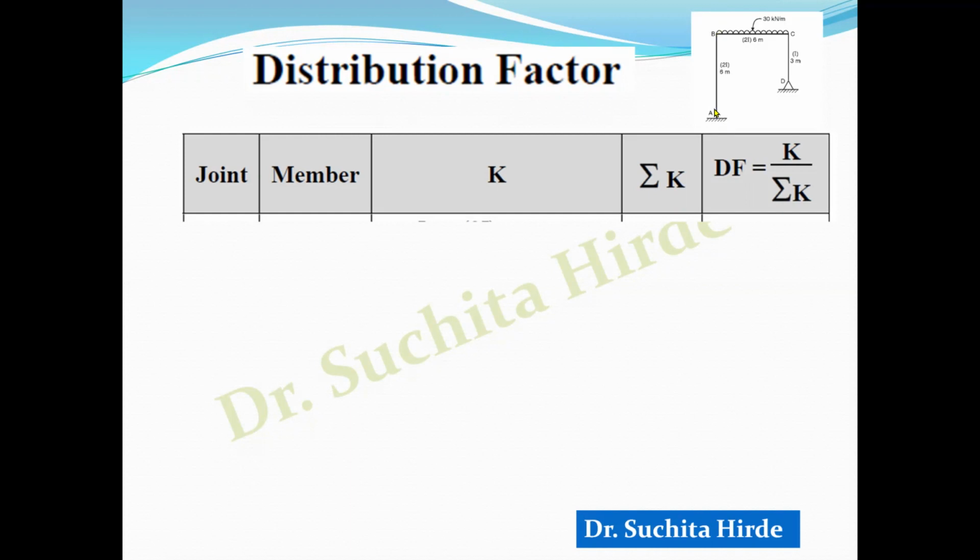For A, the far end is fixed, so relative stiffness is I by L. For BC, the far end is continuous, so relative stiffness is I by L. Then if you go to joint C, for CB the far end is continuous, so it is I by L. But for CD the far end is hinge, so relative stiffness K is 3 by 4 I by L. So let us see how to calculate it.